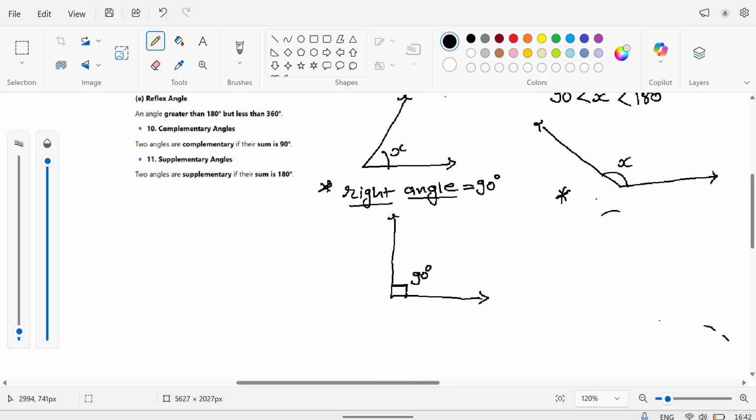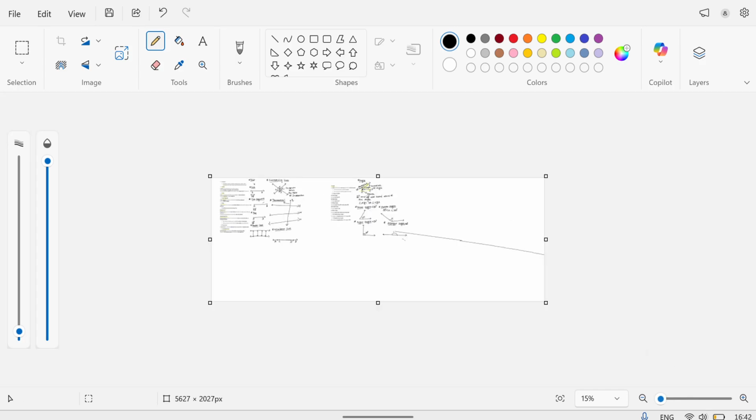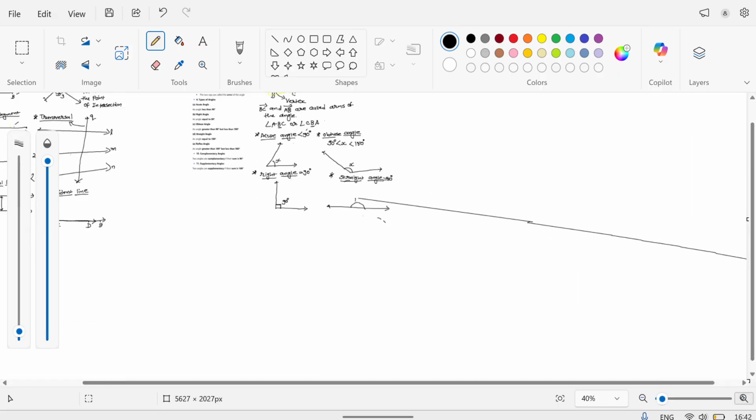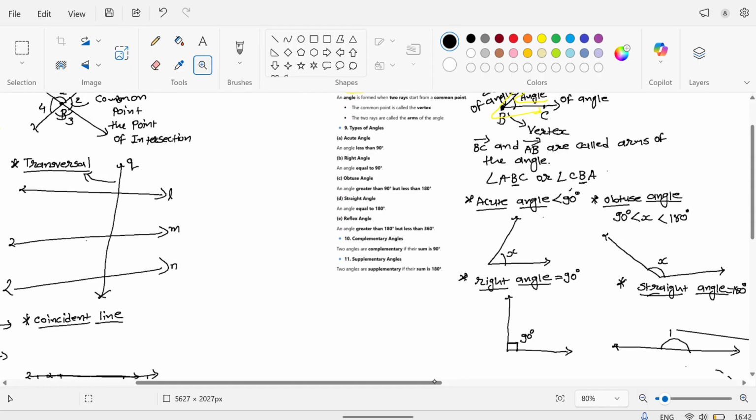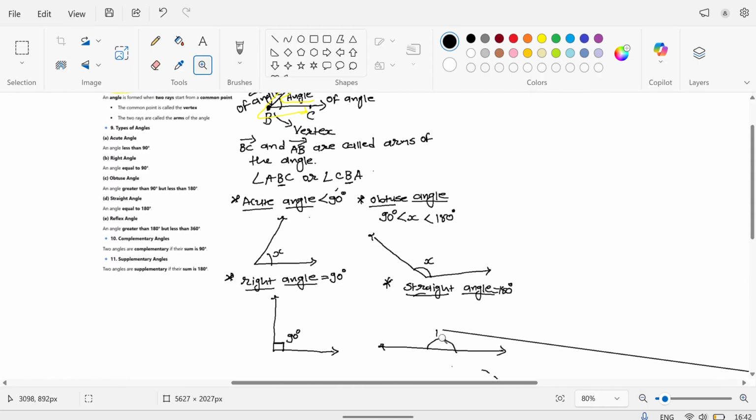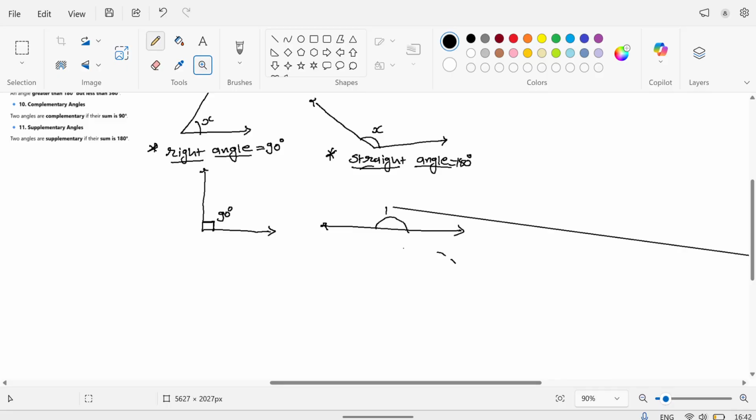After that, the next one is the straight angle. The straight angle is basically the angle which has a value of exactly 180 degrees. It's called the straight angle.